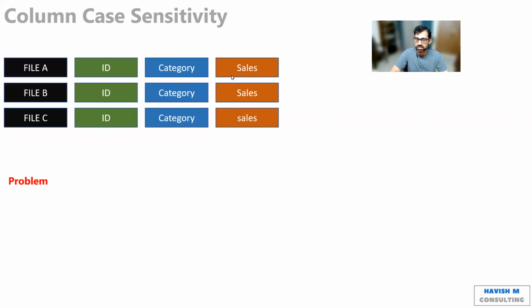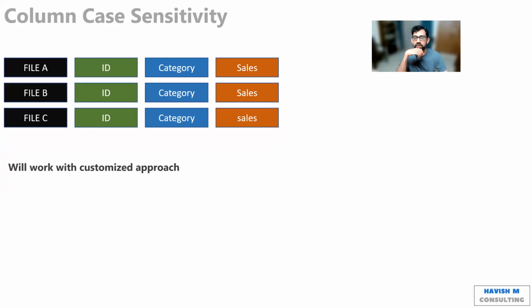What about now? The column is the same, but there is a spelling issue. One says S with a capital, one says S with a small. What will happen? Sir, it should not be a problem because they will be combining the same category.